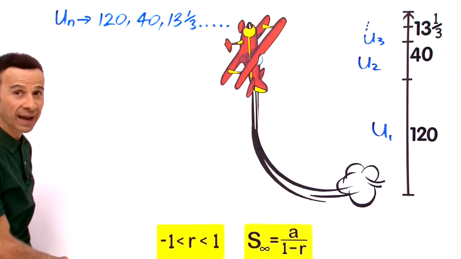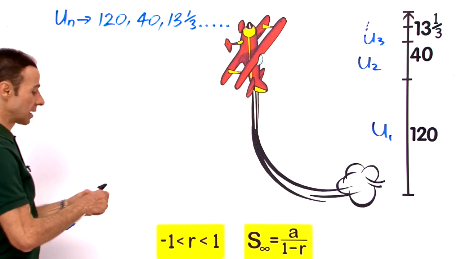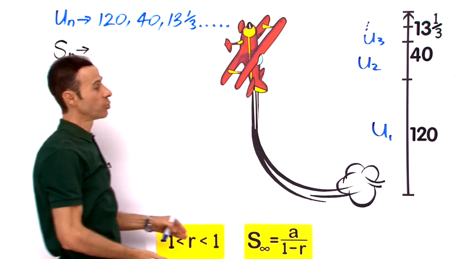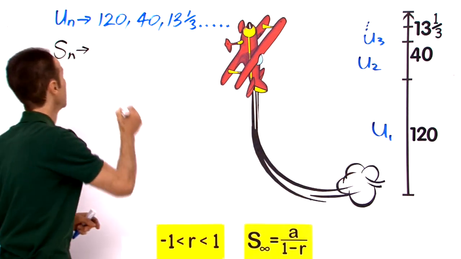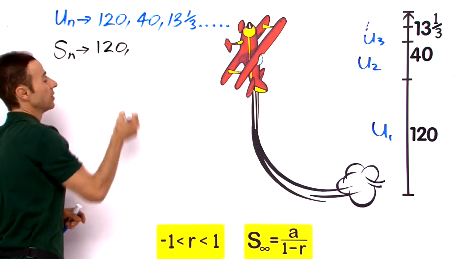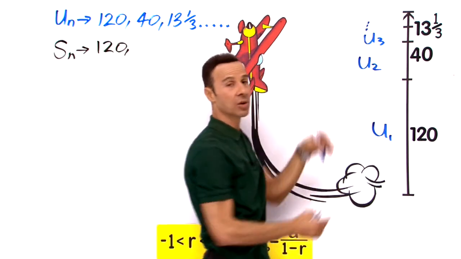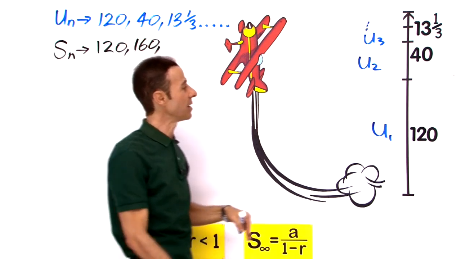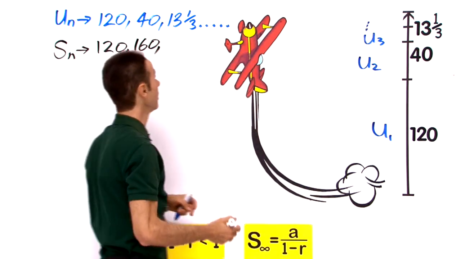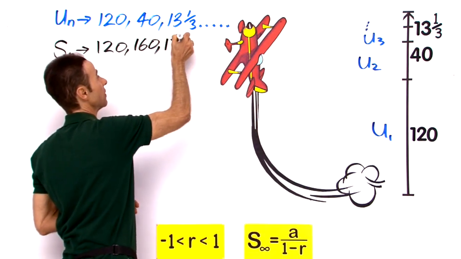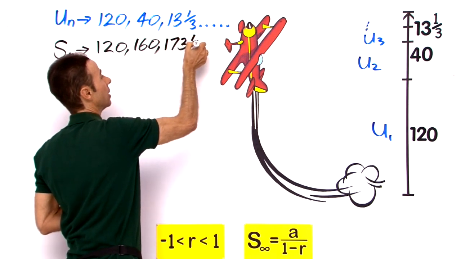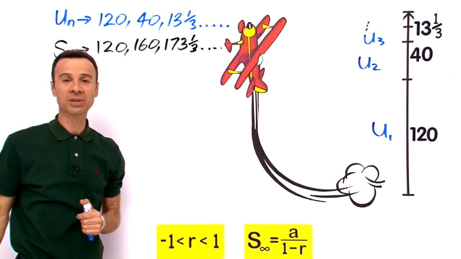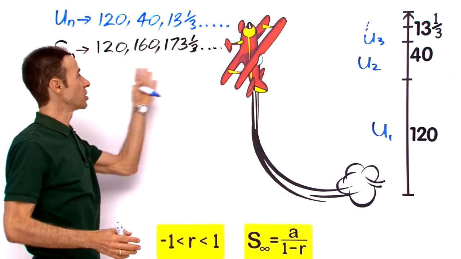So let's have a look at the sum of those particular terms. So sum to n is, well, the first one will be 120, so let's put that down. And then if we add the first term and the second term, it's going to be 160 meters. And then if we add the next term, another 13 1/3, that will give us 173 1/3, etc., and that will continue as it ascends to that peak point in its flight. So that's the general process.